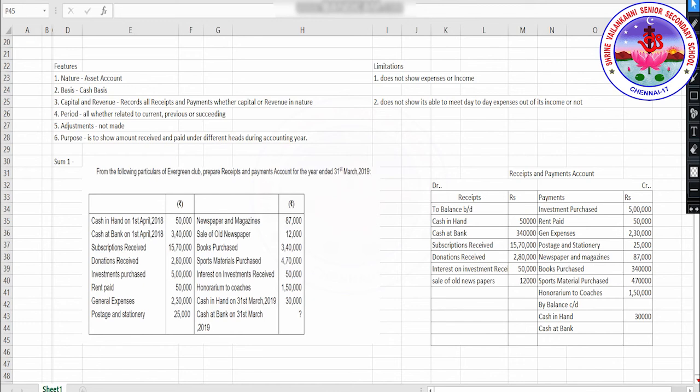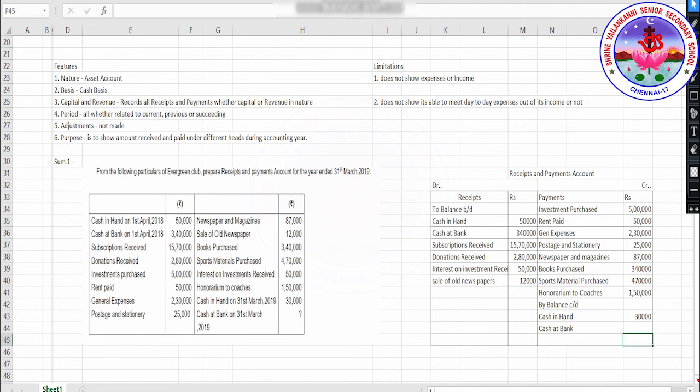Subscription received, donation received, interest on investment received. Sale of old newspapers is also a receipt, because you are selling and receiving money. Investment purchased, rent paid, general expenses, postage and stationery, newspapers and magazines, book purchased, sports material purchased, honorarium to coaches, and you have to find out the cash at bank.